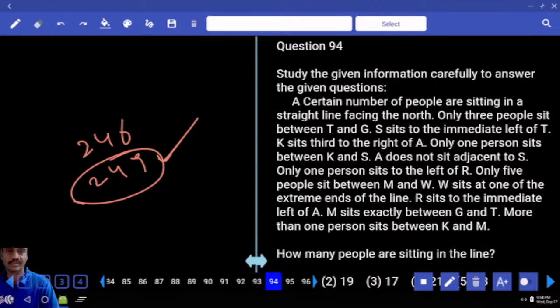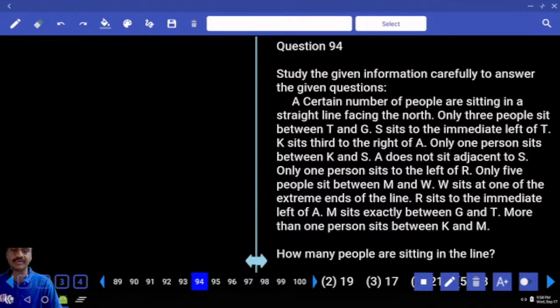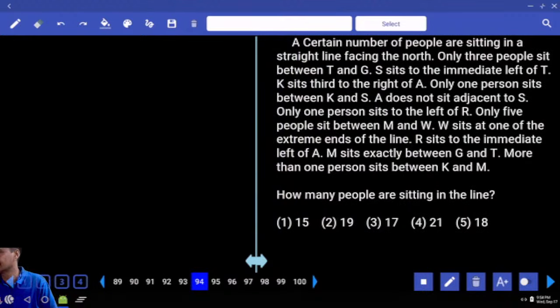Then 94. Coming back to question number 94. Now questions 94 to 96 come under my second priority. Only 3 questions were given. Definitely it takes time, and the number of persons is more than 15. Second priority.